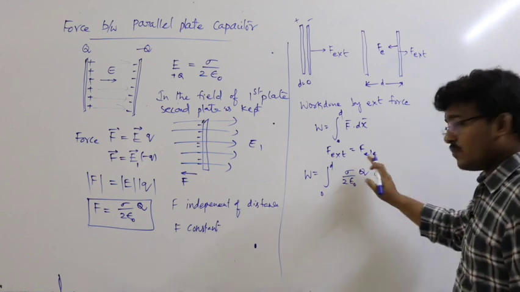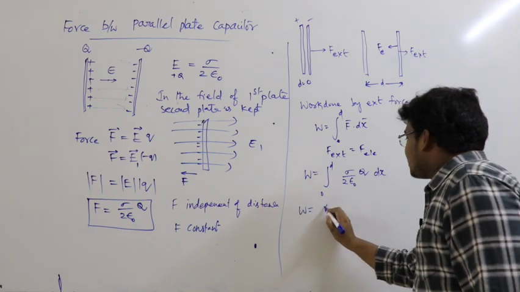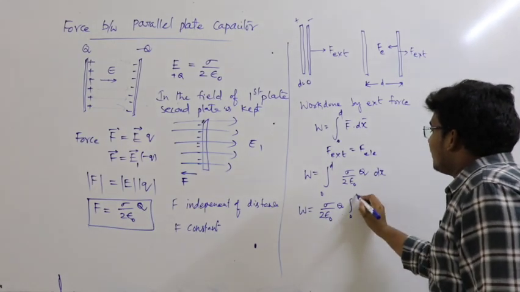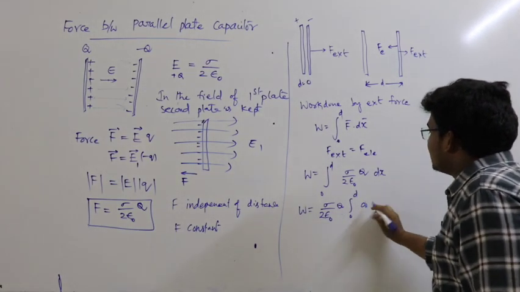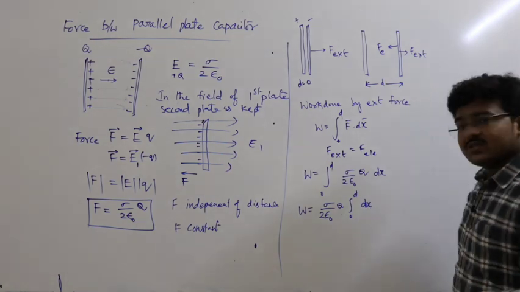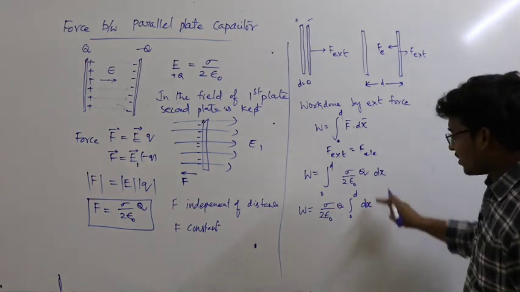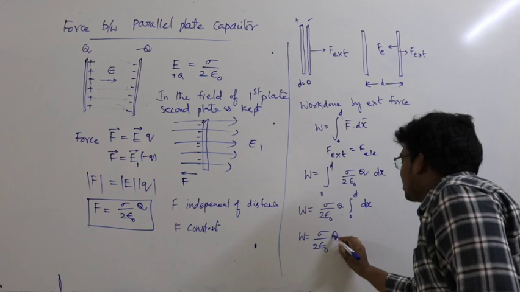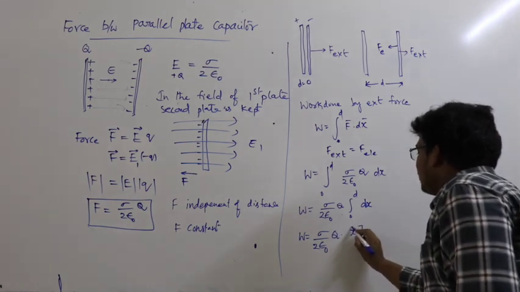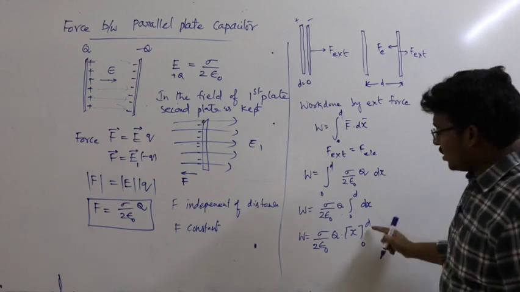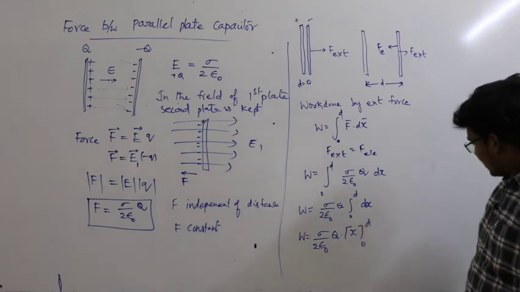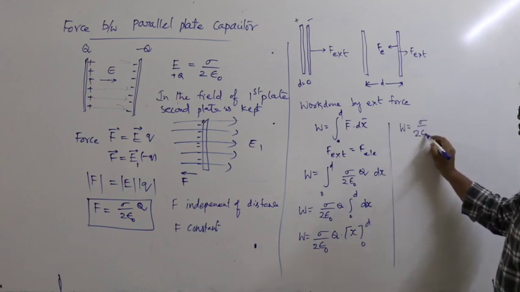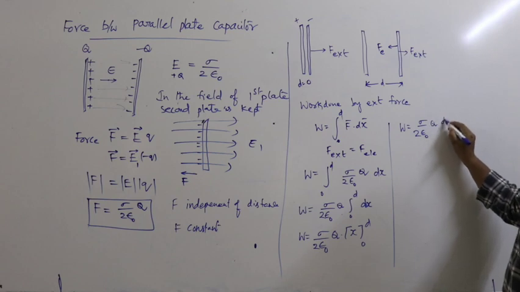Here these terms are constant, so I am just taking out sigma by 2 epsilon naught q. The integration is only for dx. What is the integration of dx? It is x. So keeping the limits, from 0 to d, we put the first limit d. Then we get W is equal to sigma by 2 epsilon naught into charge into d.